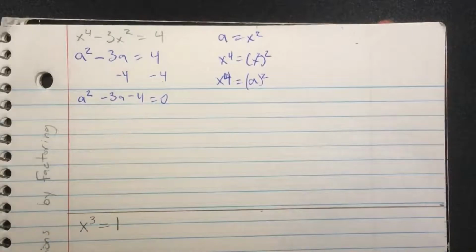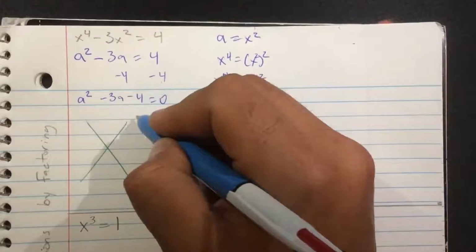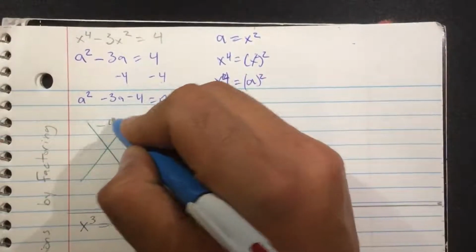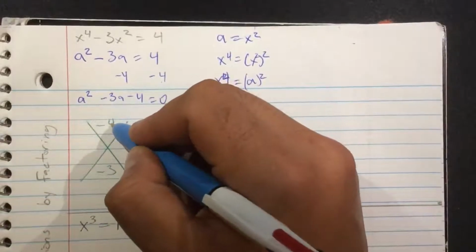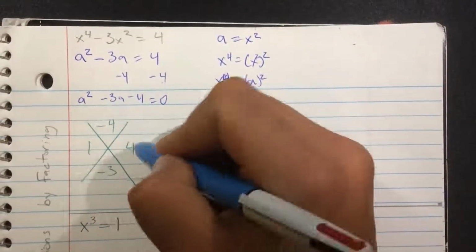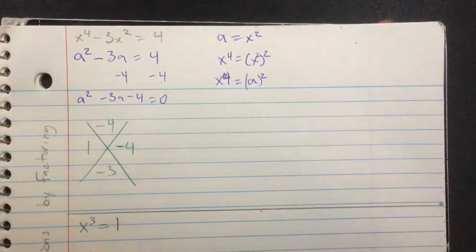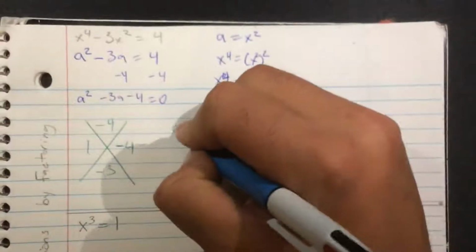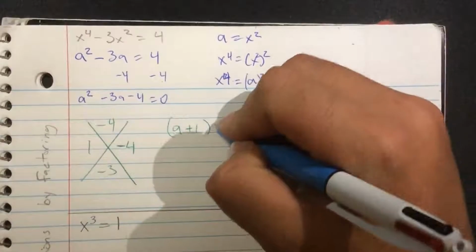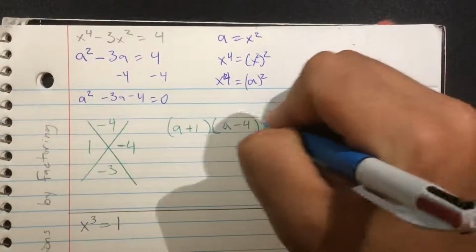Now we're going to go ahead and do our x factor. Numbers that multiply to equal -4 and add to equal -3 can't be 2 and 2, so it would have to be 1 and 4. Because the 3 is negative, we'd have to use a -4 there. That means this is going to be equal to a plus 1 and a minus 4 equals 0.